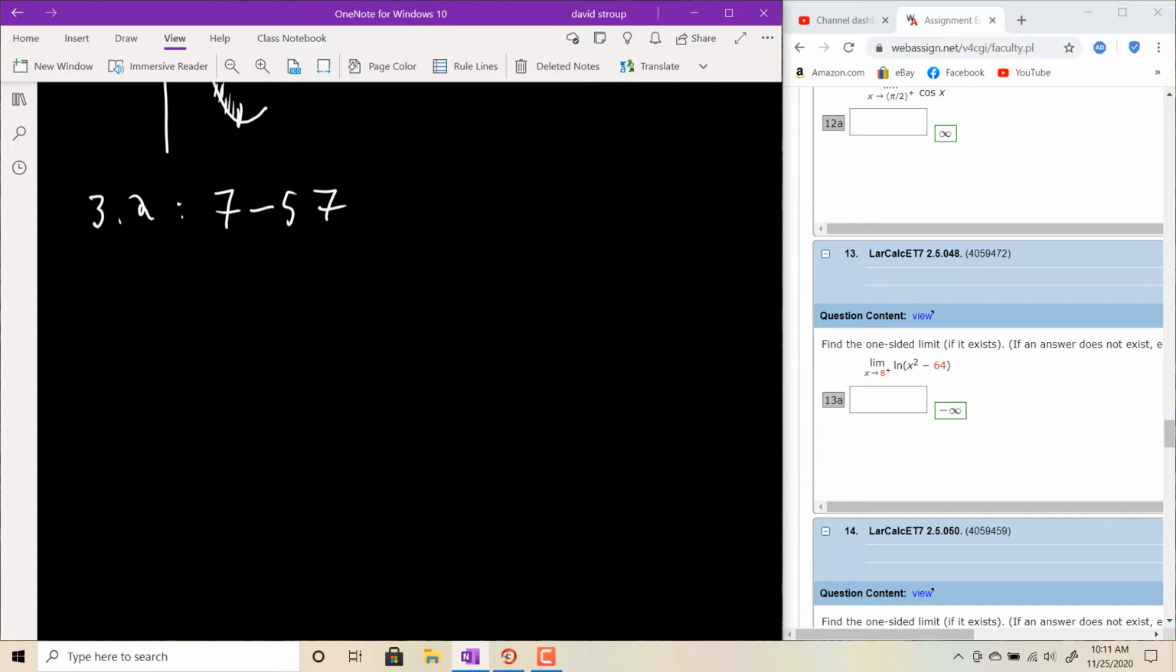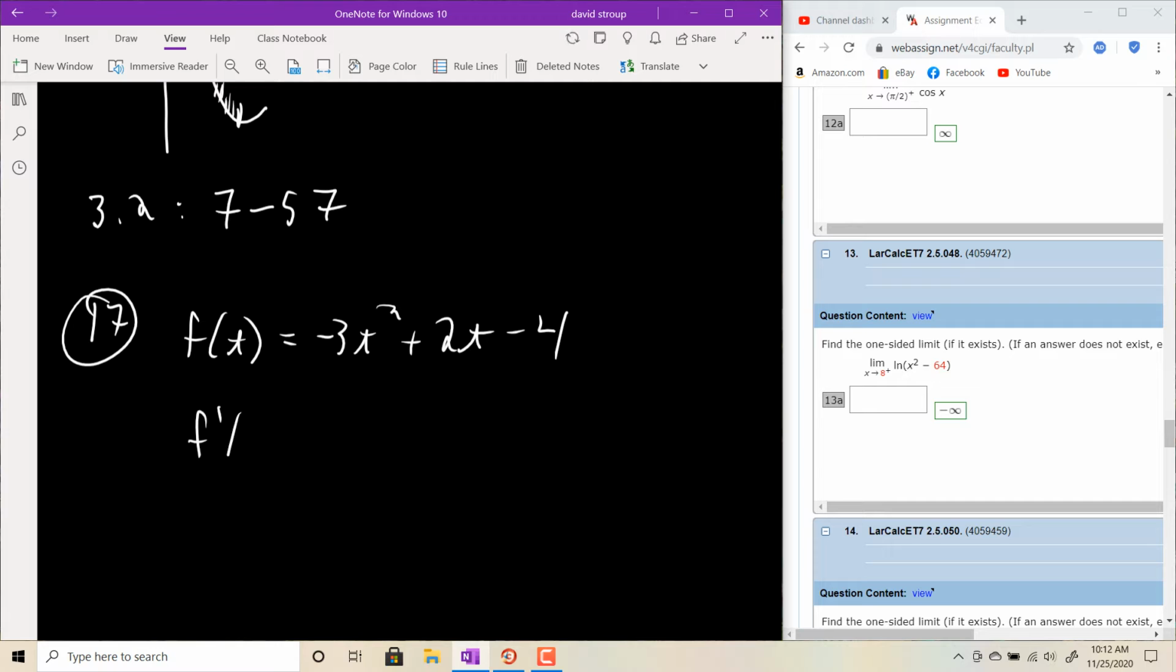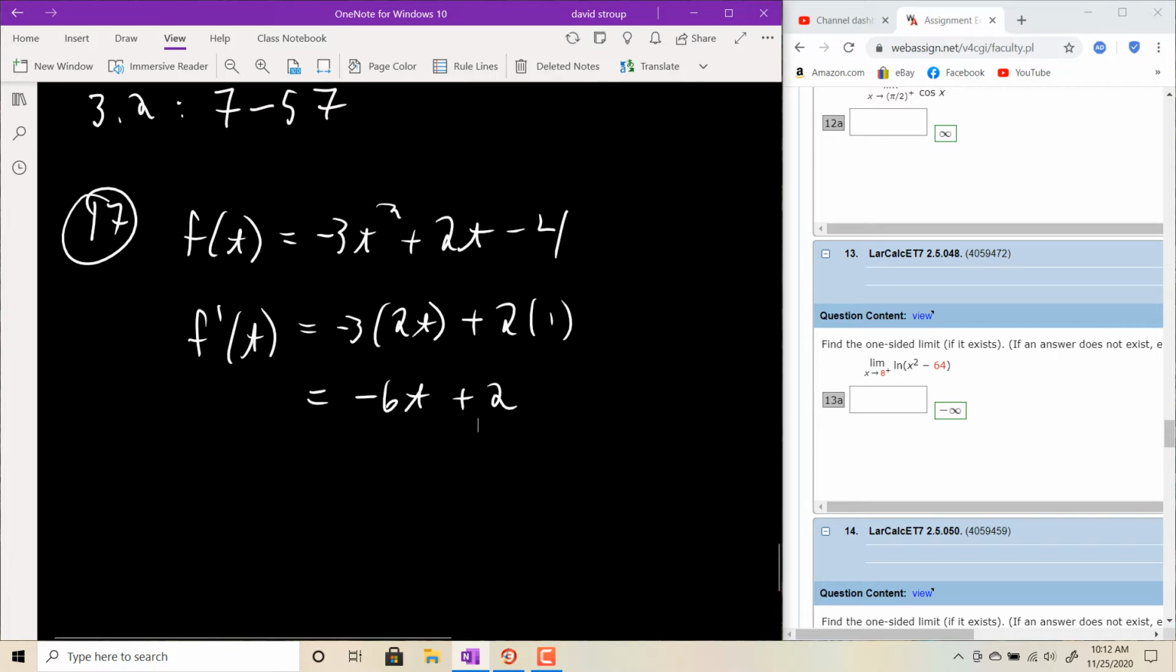Let's look at number 17, where we have f of t is negative 3t squared plus 2t minus 4. So these are just power rules. So it'd be negative 3 times 2t plus 2 times 1, and then 0. So negative 6t plus 2. Okay, so you should know how to do that. You should know how to do the trickier ones.